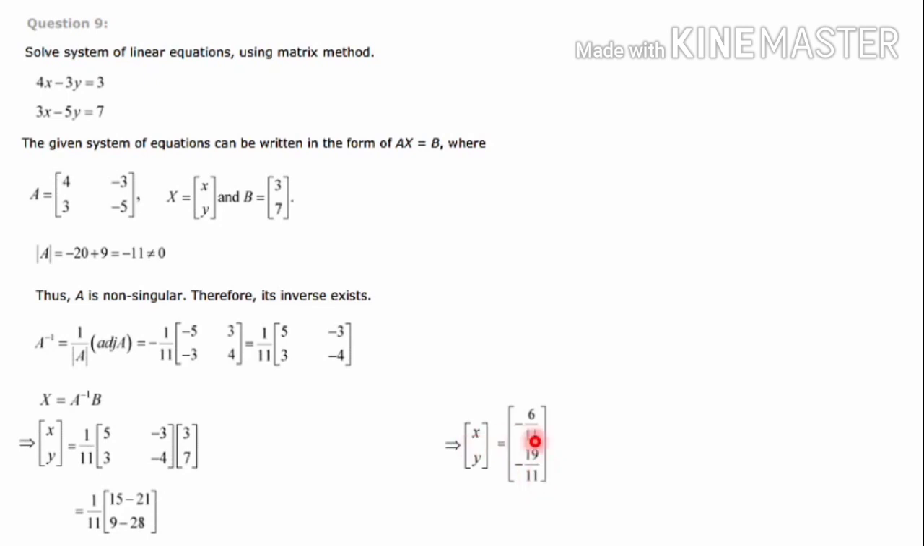So two matrices are equal, that means their corresponding elements also will be equal. That is x is equal to minus 6 divided by 11 and y is equal to minus 19 divided by 11. So these are our solutions of the given system of linear equations.